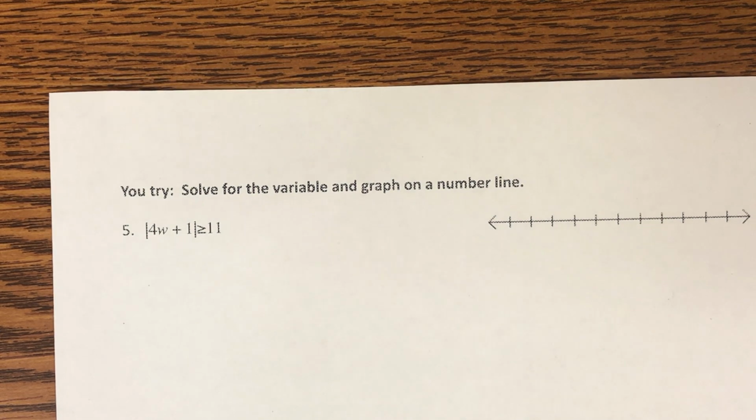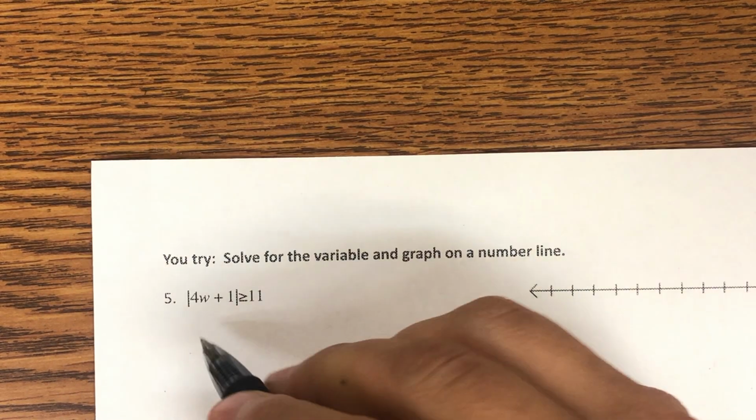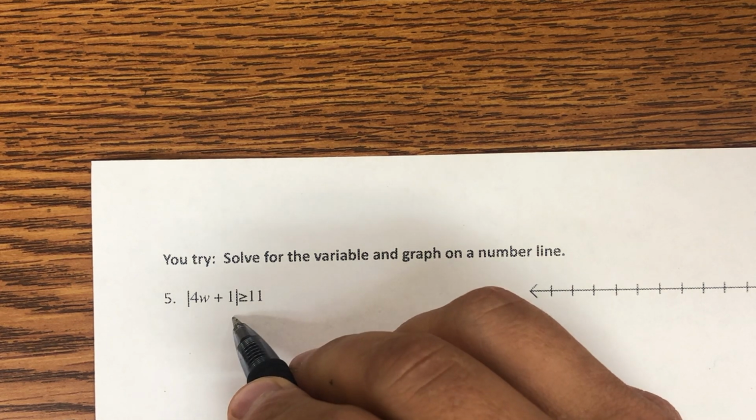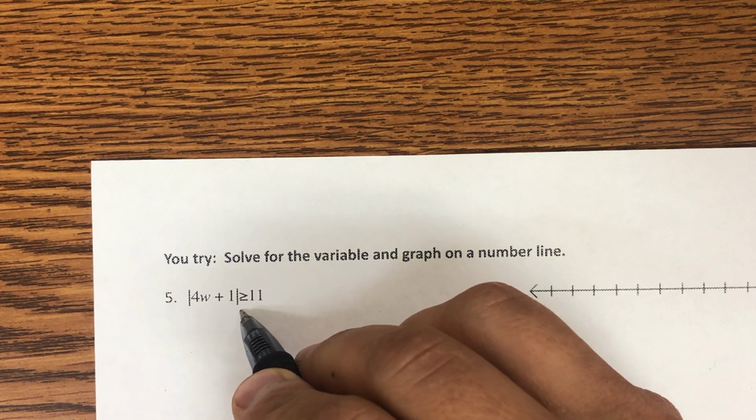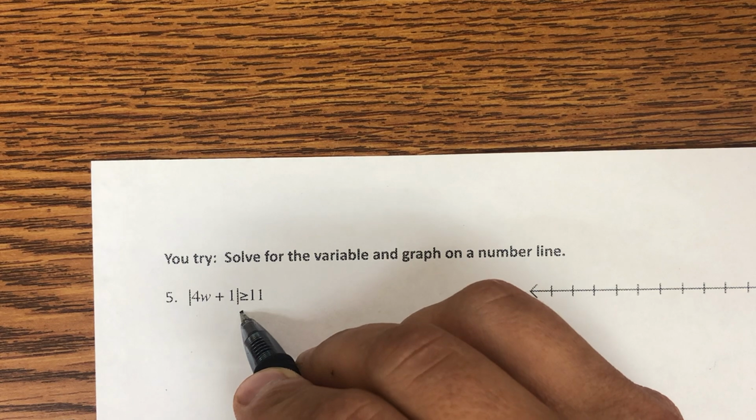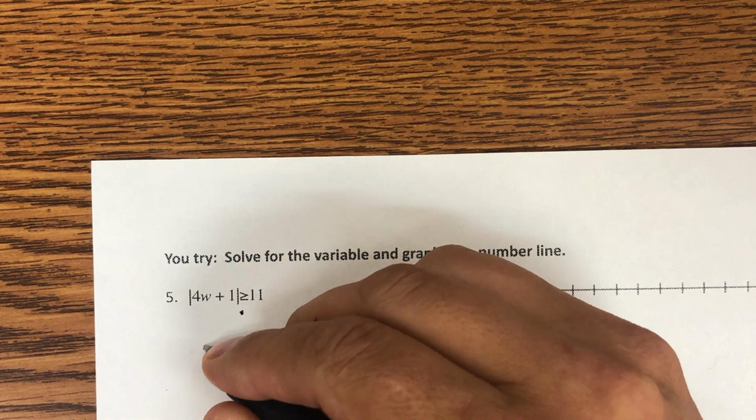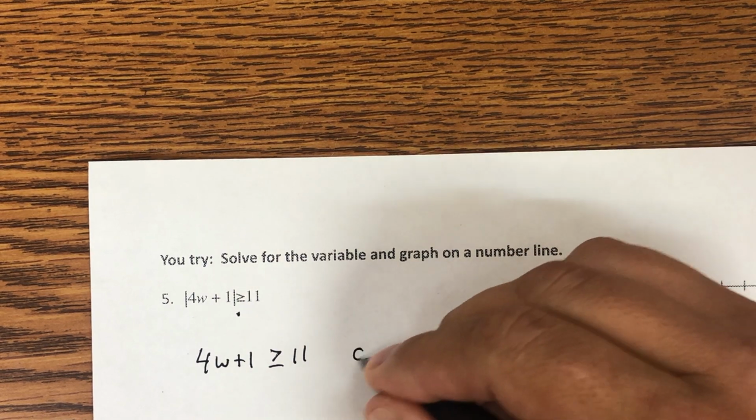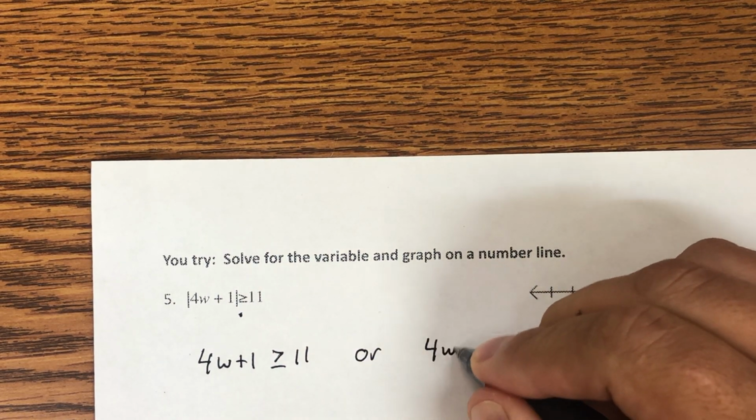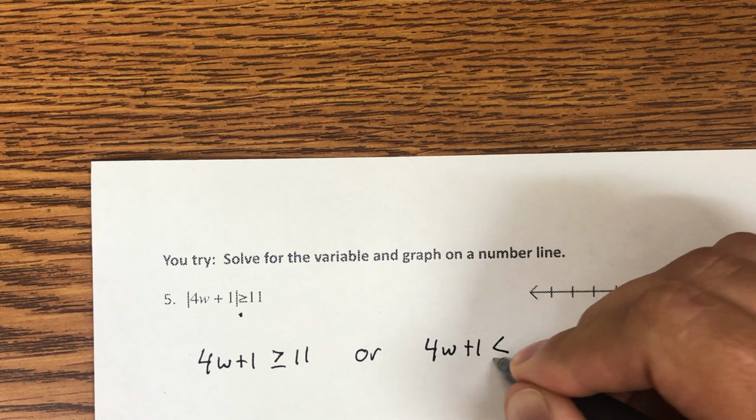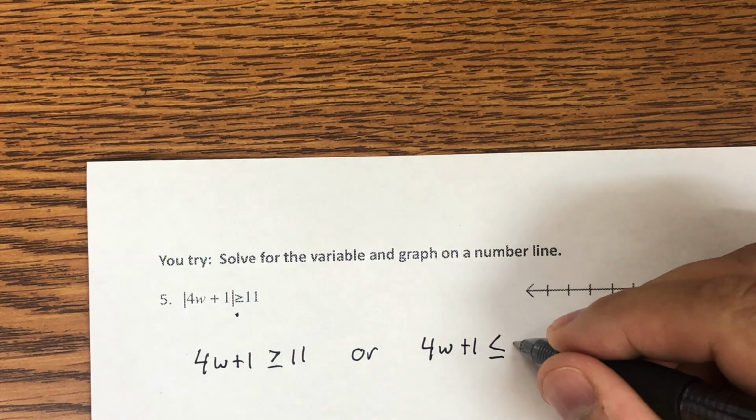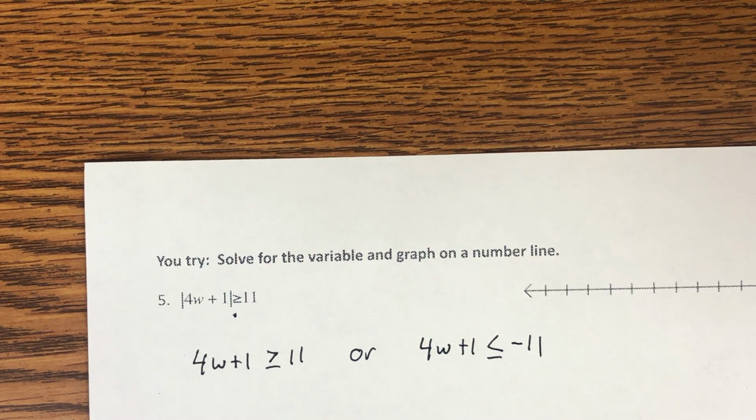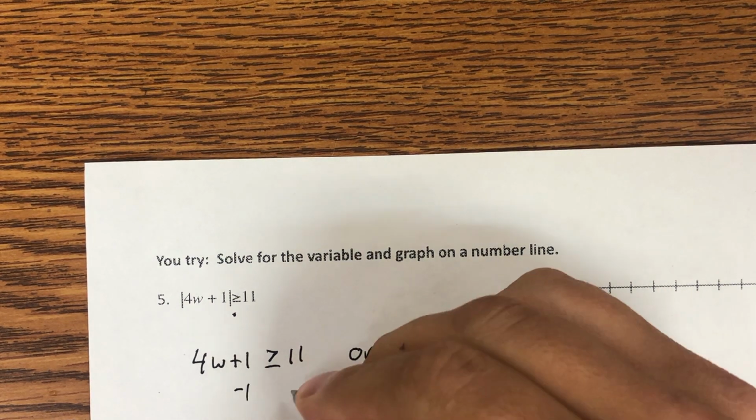All right, hopefully you had success on number 5 and 6. So, number 5, the absolute value is already isolated. I see that the absolute value is greater than, so greater than means or. Rewrite: 4w plus 1 greater than or equal to 11, or take what's inside, 4w plus 1, flip the sign, less than or equal to, make it negative, negative 11. Now we have to solve both of them.